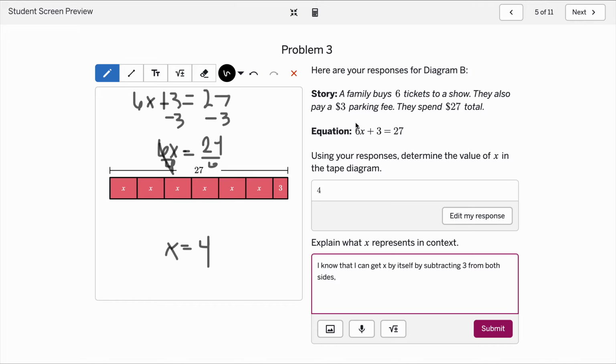I see multiplication, so I have to do division. So I can subtract 3 from both sides. So 6x is equal to 24. I then can divide by 6 on both sides to get x by itself. And x equals 24 divided by 6 is 4.